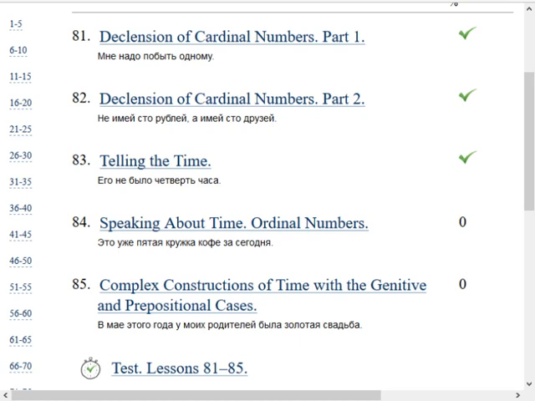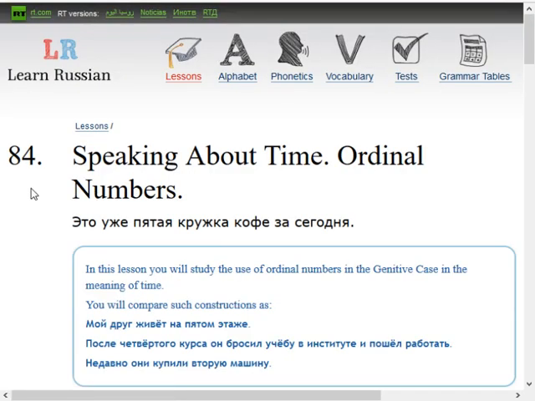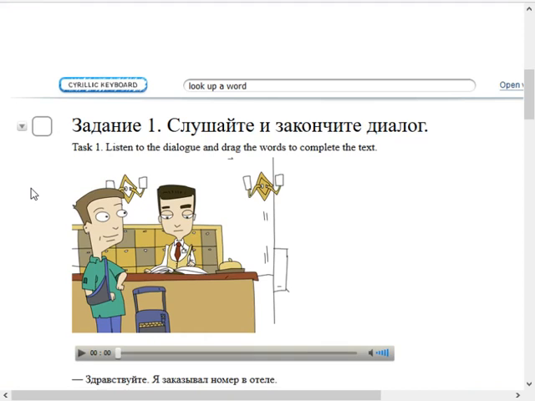Hey everyone. Okay, lesson 84. We are still speaking about time. Now it's about ordinal numbers. So now we combine ordinal numbers with time. I think this lesson is shorter than the previous one, but that doesn't necessarily mean it's easier because now we're combining some concepts. So let's see what happens.